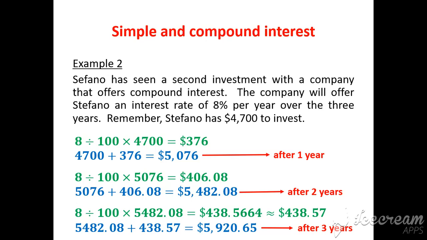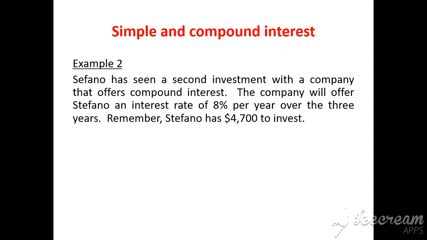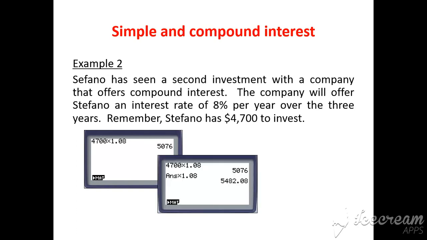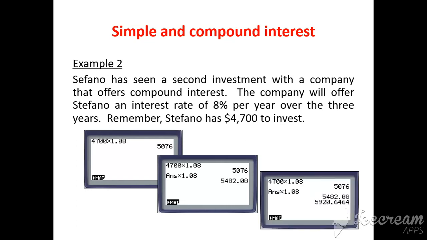Now there's quite a cool little trick to do on a calculator to do this example again a little quicker. And that is just to go 4,700 times 1.08, because that increases by 8%, and just times it by 1.08 again, and times by 1.08 again.